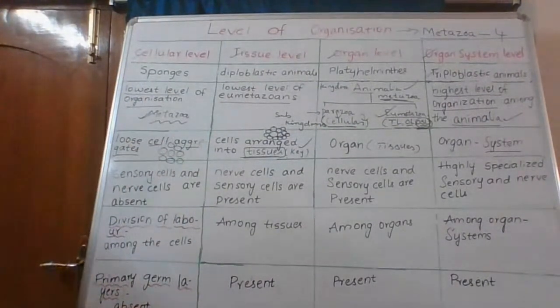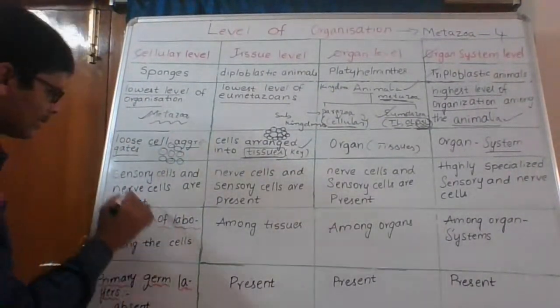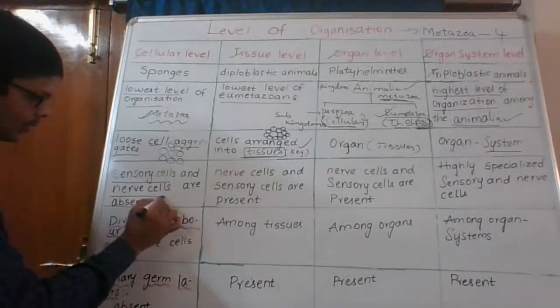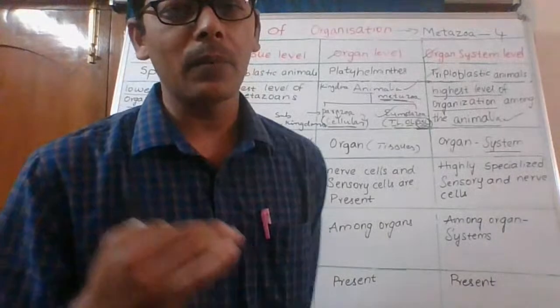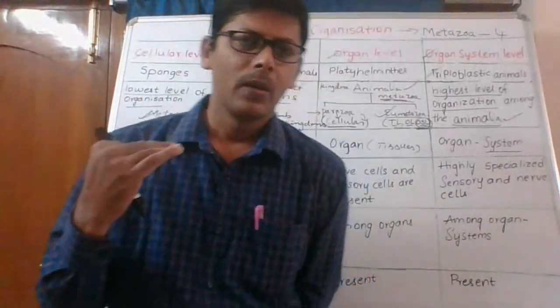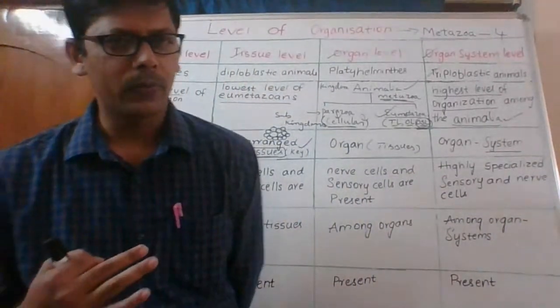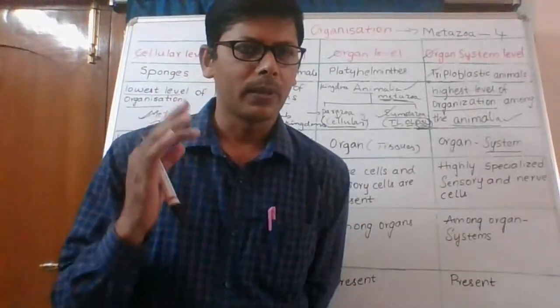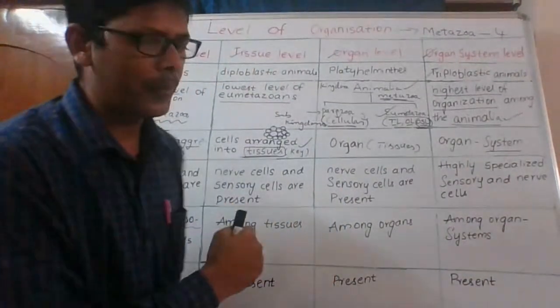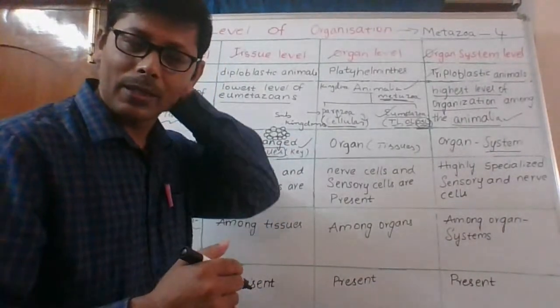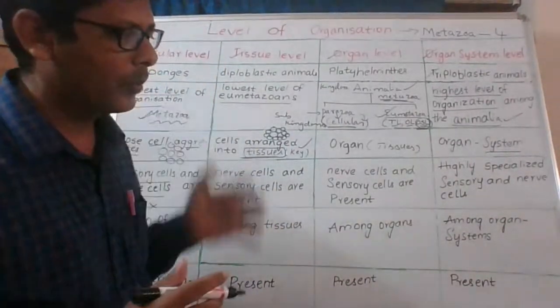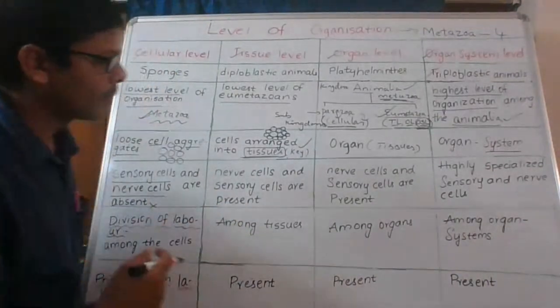Next one, in cellular level of organization, sensory cells and nerve cells are absent. Very important point. You also have IPE, Intermediate Public Examination. I told you the pattern of question paper weightage. If you discuss this topic, in the intermediate state textbook it is in the second unit, structural organization in animals. There you will have one of the 2 marks questions.